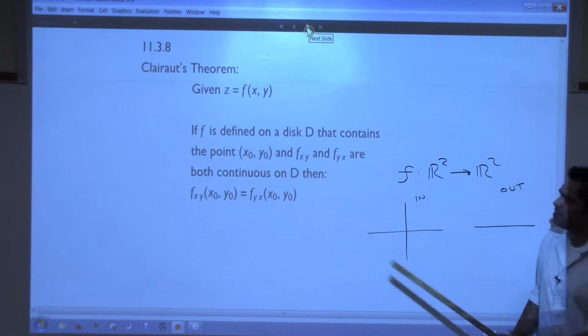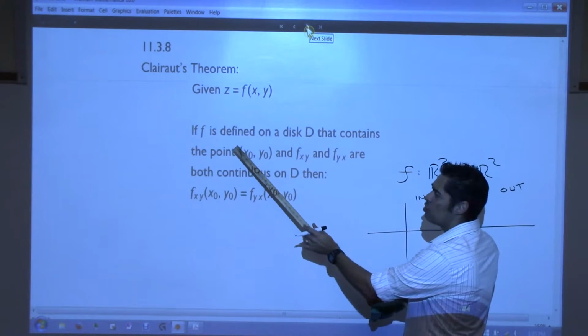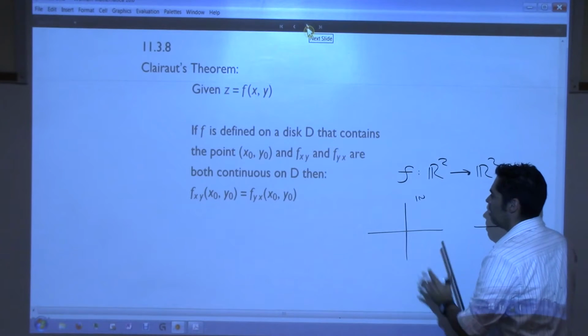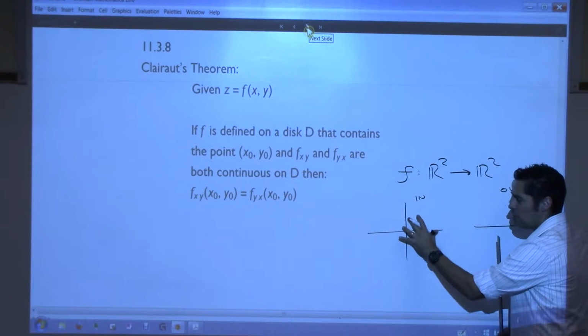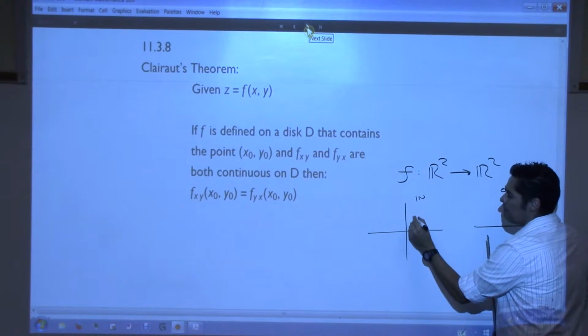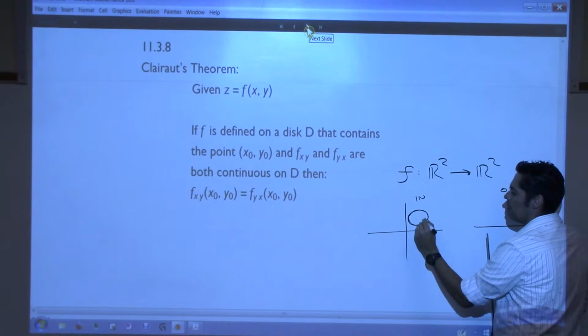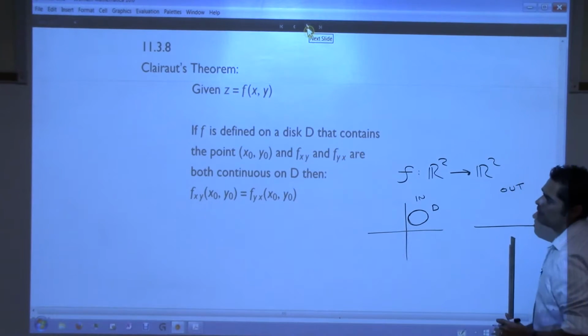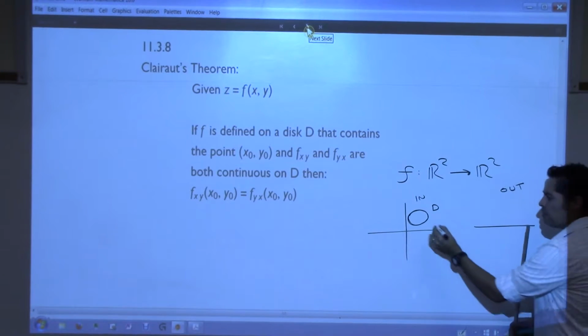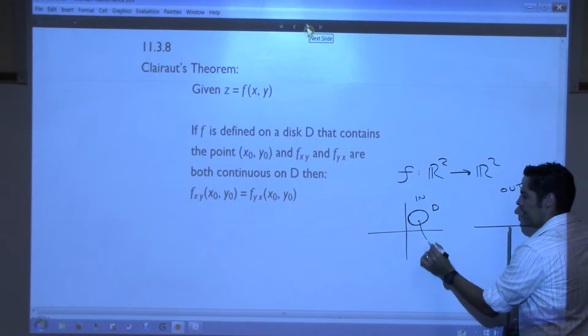This is saying that if your function is defined on a disk, so defined means talking about domain. If you look at a little disk in here, we'll call that disk D. And there's a point in here called x naught, y naught.